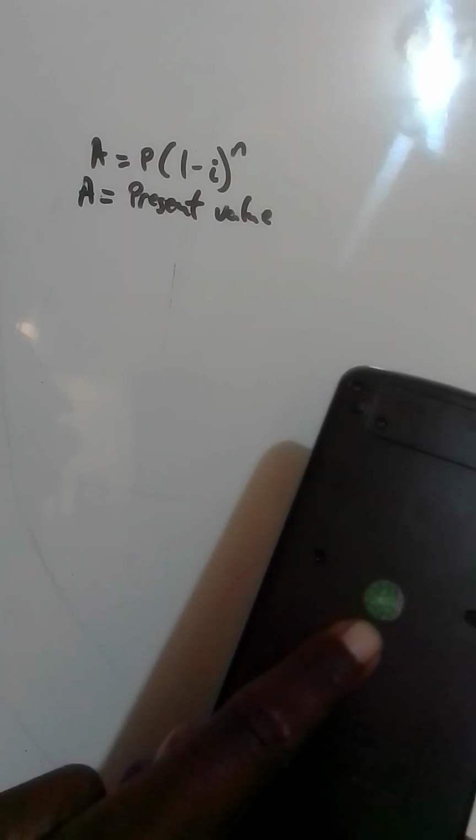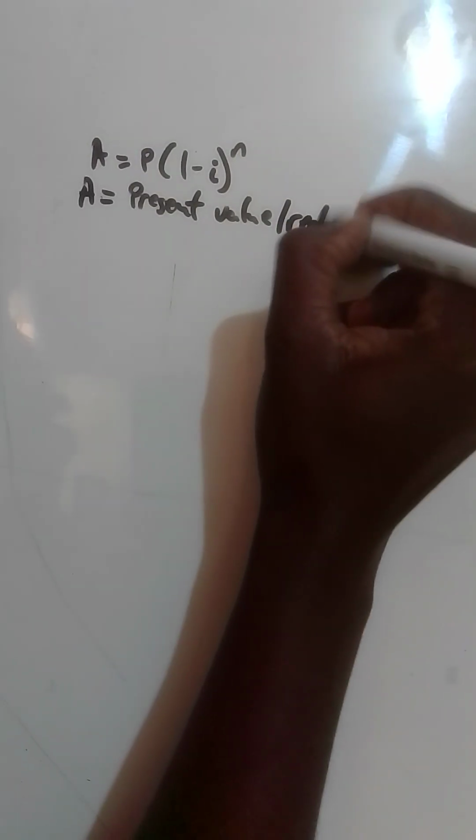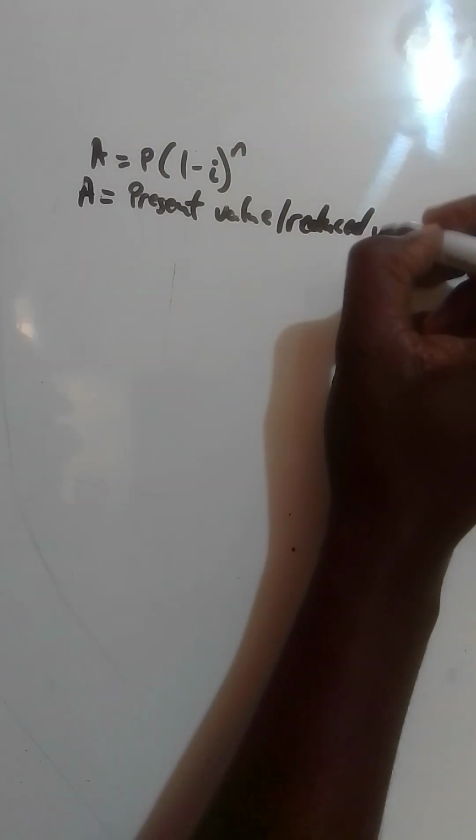Why? Because as you can see, through use, through usage and through wear and tear, the value will reduce. So the reduced value in the future, the reduced value of an asset, right? So that's what this A represents.